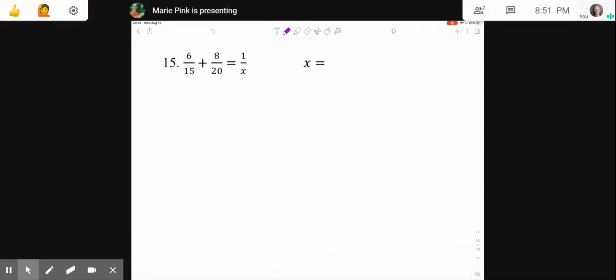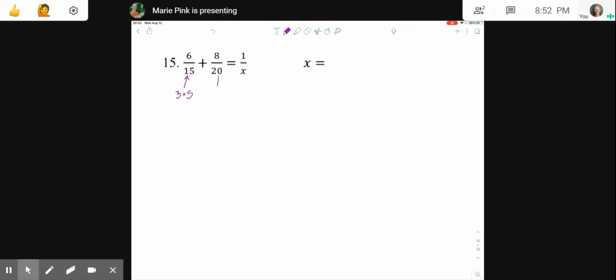Alrighty, so I'm going to go ahead and do number 15 now. So in 15, you have to remember that when you're adding fractions, you cannot add them unless the denominator is the same. So the bottom number has to be the same in order to add them. So what you're going to have to do is make it so that the denominators are the same. So one thing to notice here is that 15 is the same as 3 times 5.